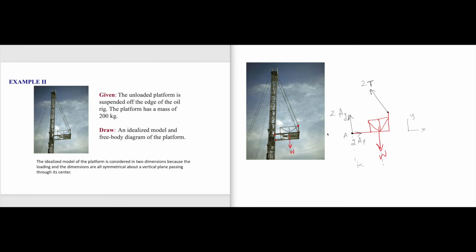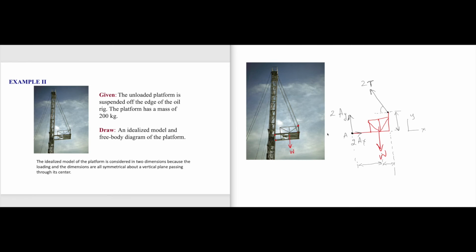So we have to give what is this distance, we should also give what is this distance, and what is this angle. So all of this has to be given, and what is this distance, by the way? We should give all these dimensions if we have to solve the problem for the reaction forces or for the tension.